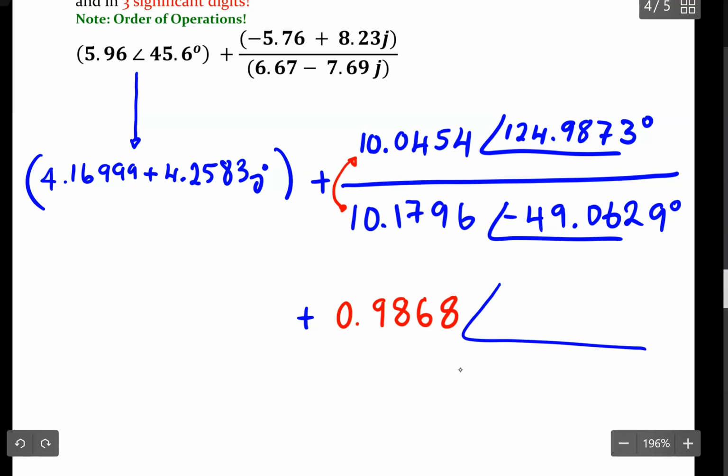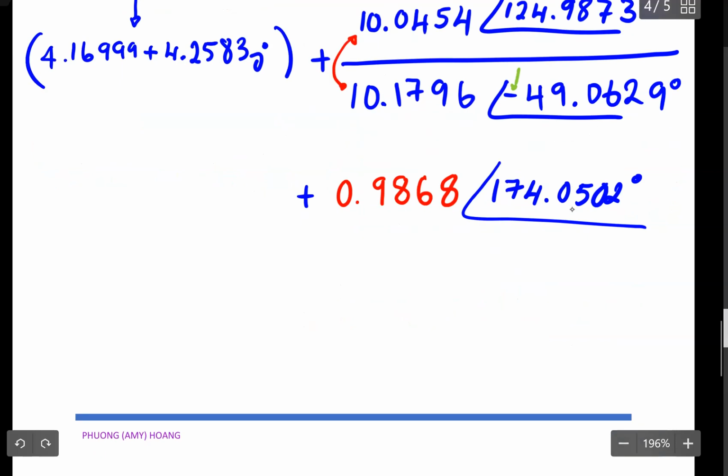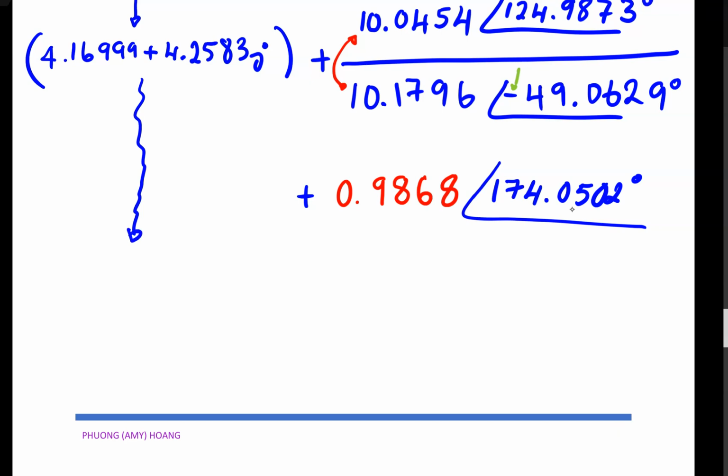The argument is when you have to take the argument as a numerator, you subtract this argument. When you perform that operation, don't forget it's a negative here. You subtract a negative, it turns into a positive. So my answer is 174.0502 degrees. What I have to do next is, because I have to add that with this complex number, I need to convert this into my rectangular form.